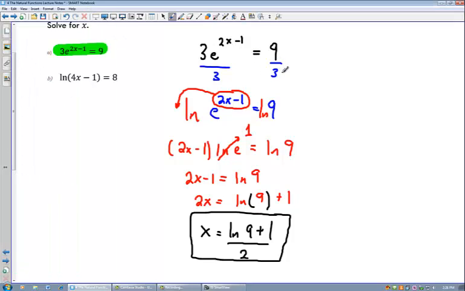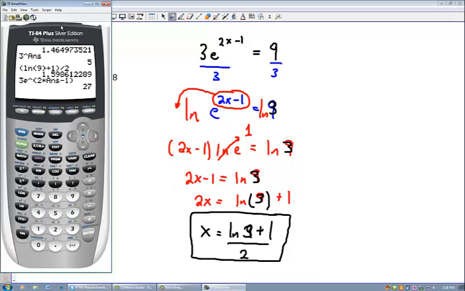Divide both sides by 3. And here's where I made my mistake. 9 divided by 3 isn't 9. What's 9 divided by 3? And you say, oh, that's supposed to be 3. Right? So always check your work because it's really easy to make mistakes. So this should be ln of 3. So come back here. Let's check it again.